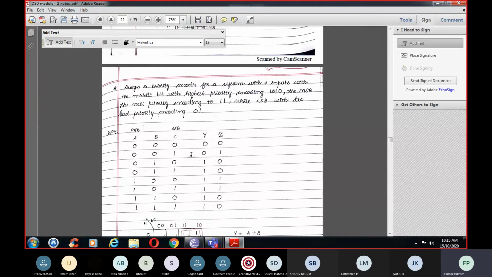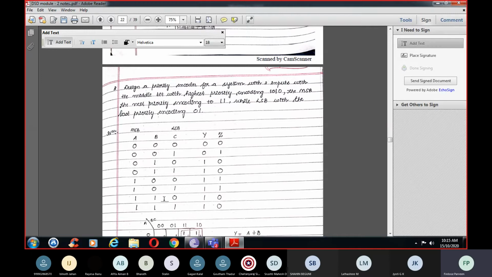In the same way, the LSB with the least priority. When the LSB is 1, it is written as 0, 1. Here it is 1, but the priority is given first to the middle bit. Next, where it is 1, the priority is given to the highest bit. Then next, here it is 1, but priority is already given to the middle bit. And this completes your truth table.